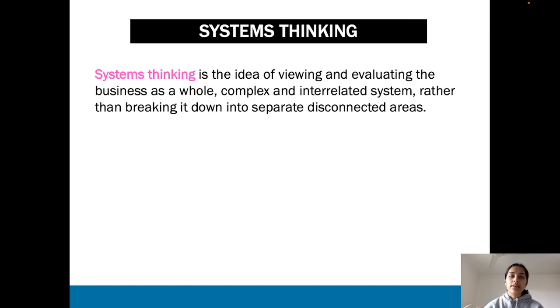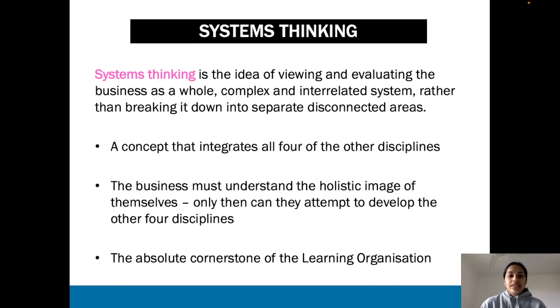All right, so systems thinking is the idea of viewing and evaluating the business as a whole, complex and interrelated system, rather than breaking it down into its disconnected areas. So rather than seeing the business as separate departments, they're seeing the business as one whole interrelated, interconnected system, and therefore the actions of one area will have an impact on the way another area functions. It's viewing the business as one whole big thing. So it's a concept that integrates all of the other four disciplines, and so the business must understand the holistic image of themselves.